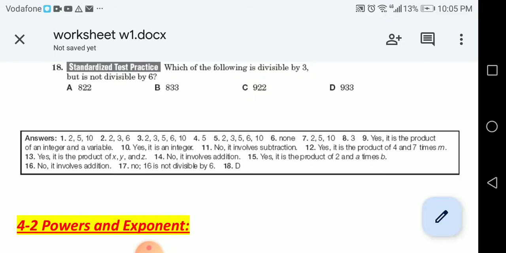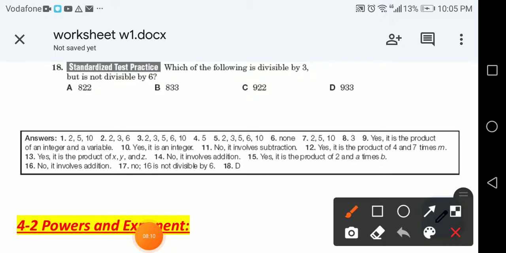Don't forget the last question: which of the following is divisible by 3 but not divisible by 6? This is a very good question. Let's do this and then I will end the session.